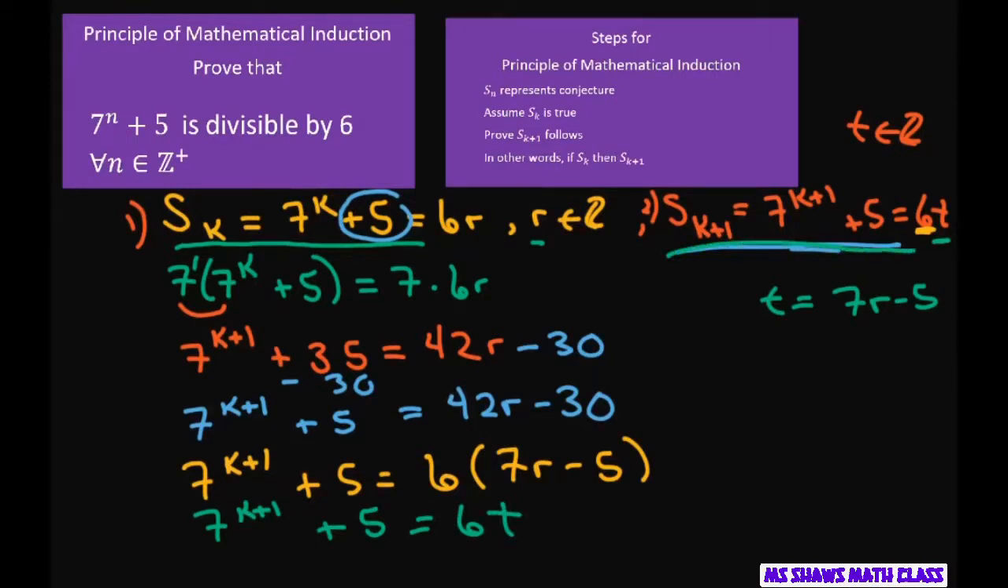We have this here. So we have shown that since s sub n is valid for n equals 1, it is also valid for n equals 2 and n equals 3 and so forth indefinitely. So it's divisible by 6 for all integral values of n.